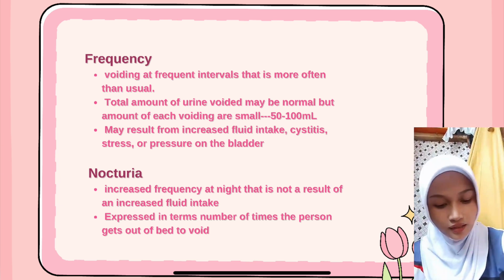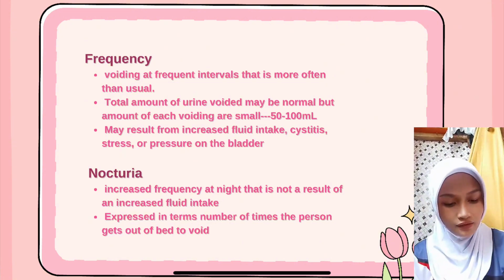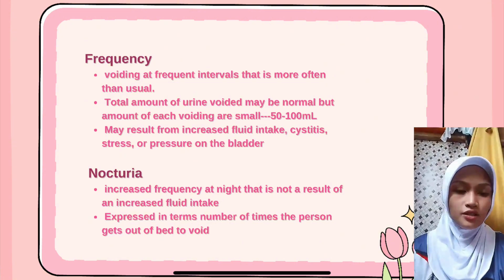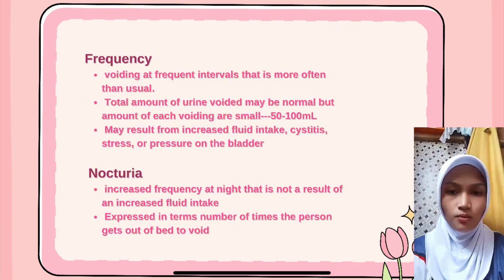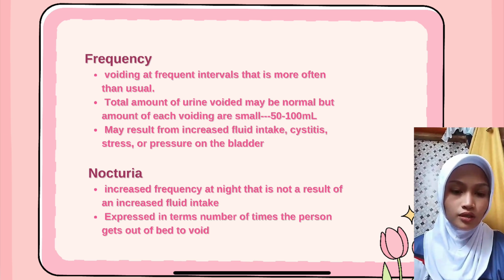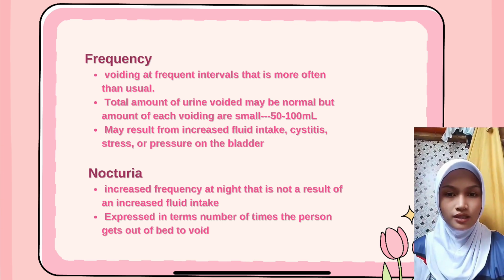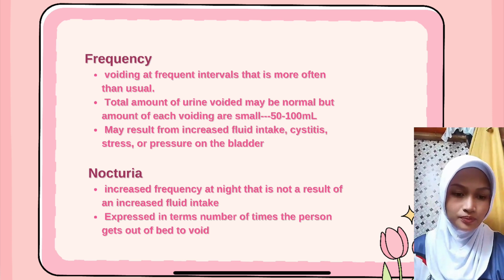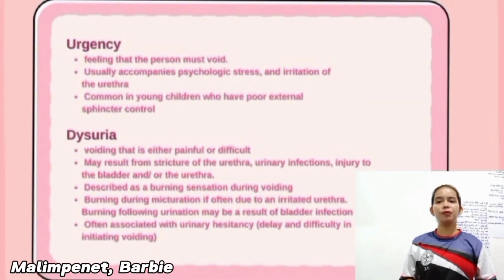So, ano ba ang difference between nocturia and frequency? Ang frequency ay ito yung madalas na pag-ihi natin sa umaga, and yung nocturia naman ay ito yung madalas na pag-ihi natin sa gabi. So, the topic we're going to discuss is the urinary eliminations. Before that, what is urgency?